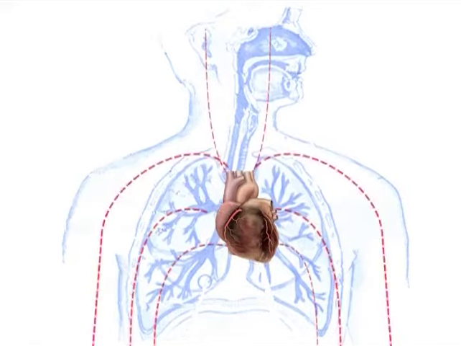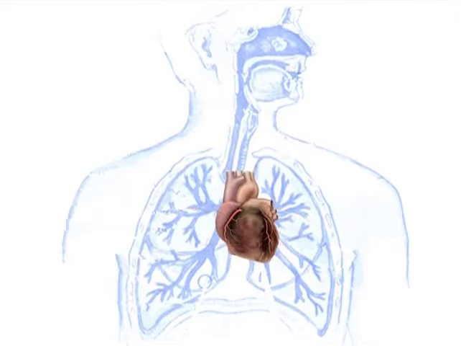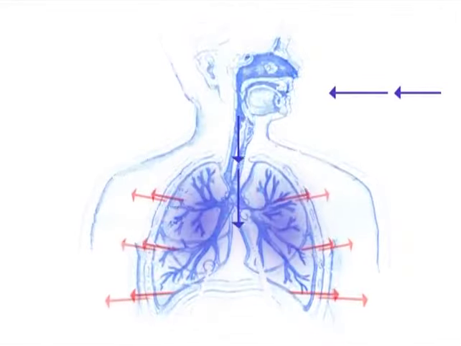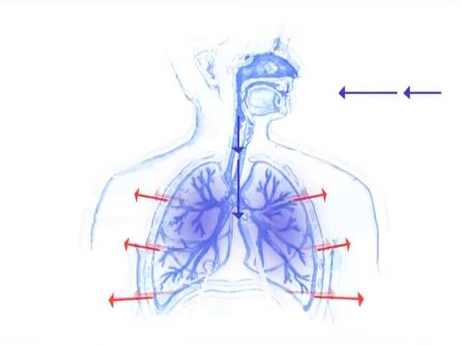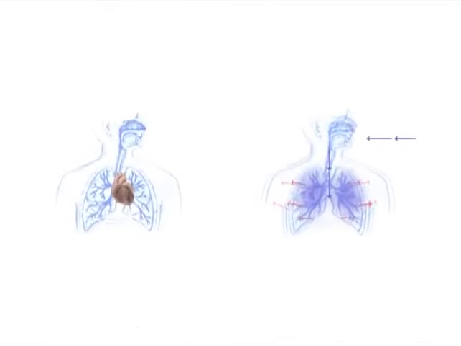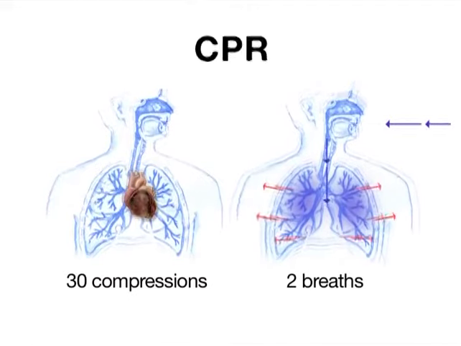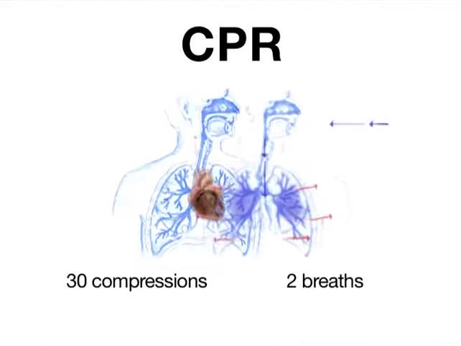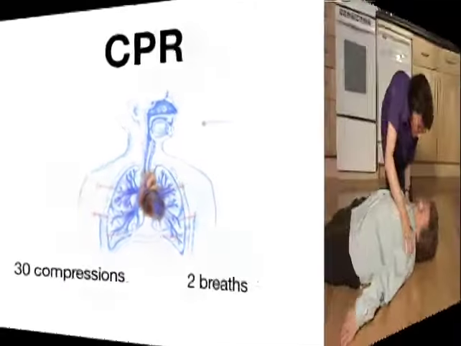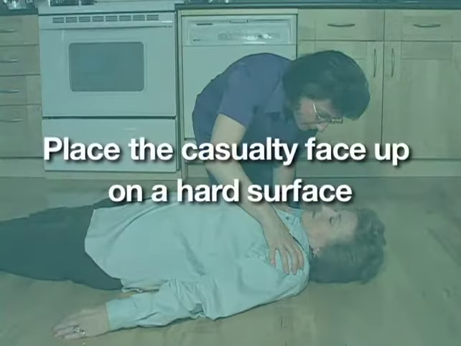When doing chest compressions, you push the blood in and out of the heart, circulating it around the body. When giving breaths, you are providing the casualty with oxygen. When you alternate between chest compressions and breaths, you are performing CPR and you are helping to keep the person alive. To do CPR, place the casualty face up on a hard surface.